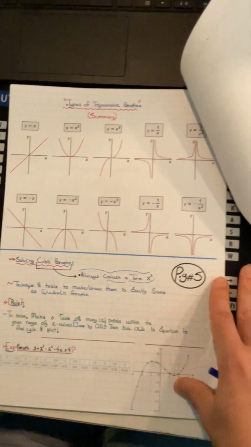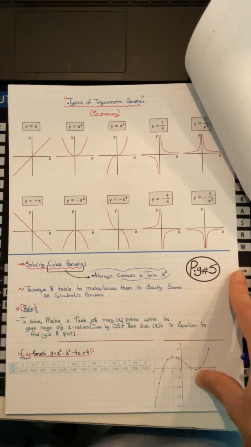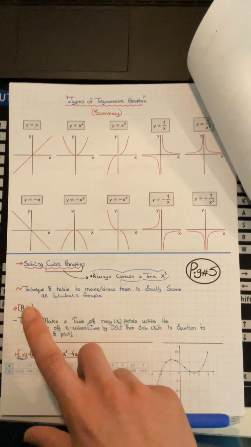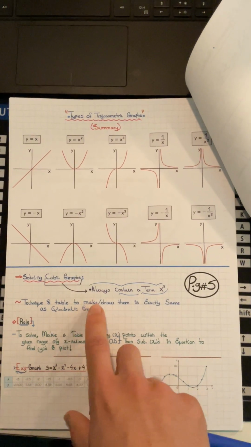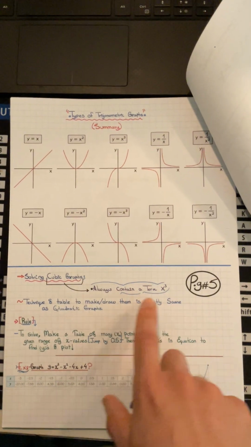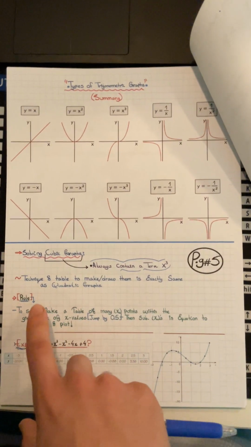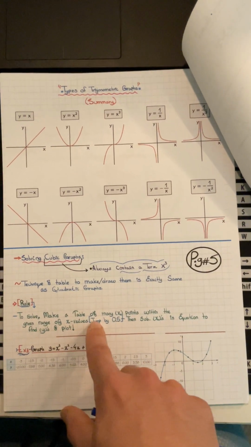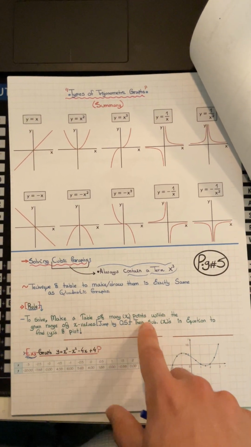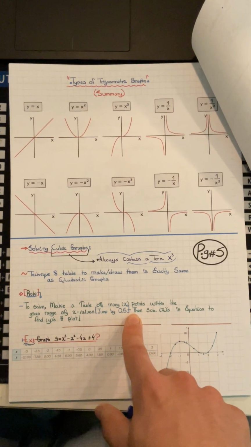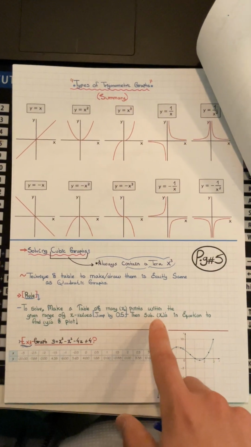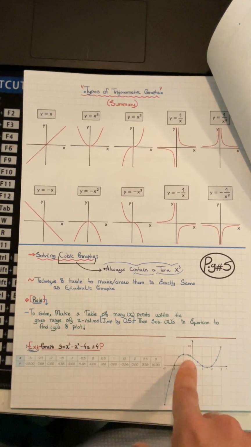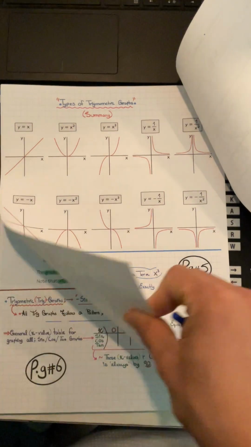And now let's have a look at how to solve the cubic graphs. The cubic graph will always contain a term of x cubed. Now the technique and table to make and draw them is exactly the same as the quadratic graphs. To solve, make a table of the x points within the given range of the x values, jump by 0.5, or try your best to make the jump by 0.5 between the x values. Then substitute the x values into the equation to find the y's. Take each as a pair of points and plot them on the graph to find your cubic graph.